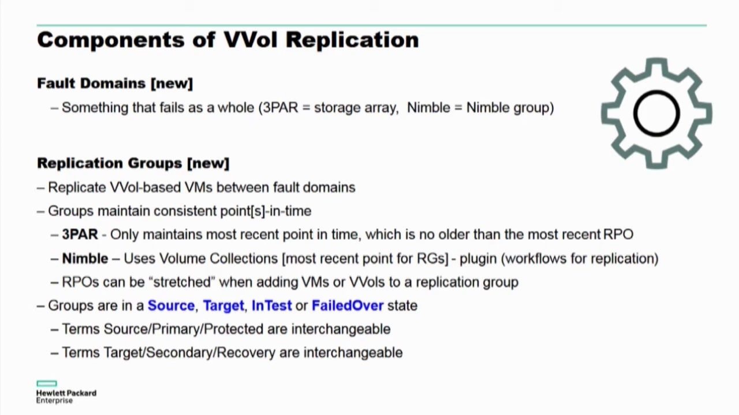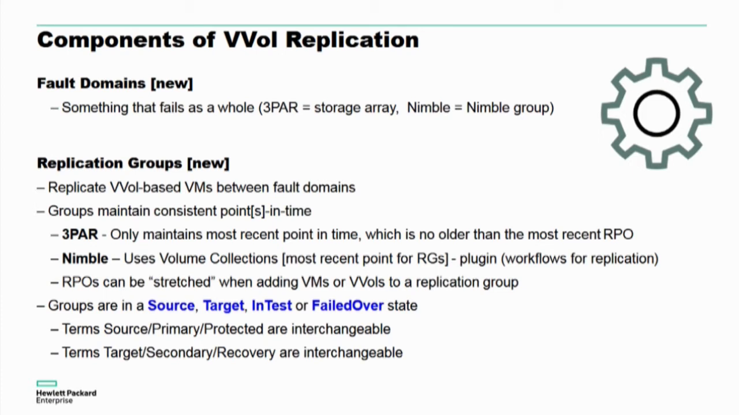Now, in the case of 3PAR, we represent a fault domain as a storage array with the concept of, hey, if this array goes down, we have to do failover for that group. With Nimble, it's a little different. On the Nimble side, that fault domain is actually going to be the Nimble group. So Nimble will have the ability to group up to 4 arrays together, so they're managed as a single unit, and we call that a group, and that's going to be the unit of the fault domain.